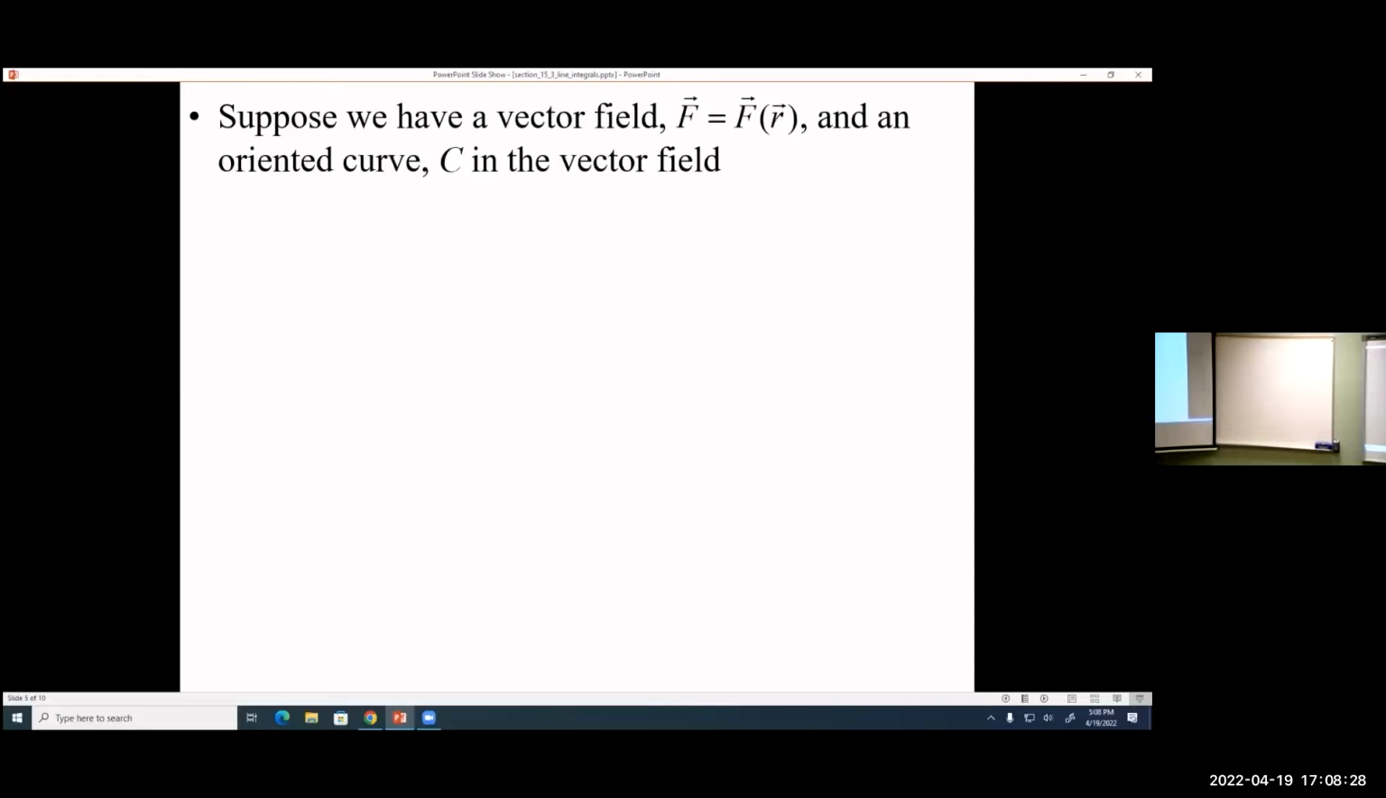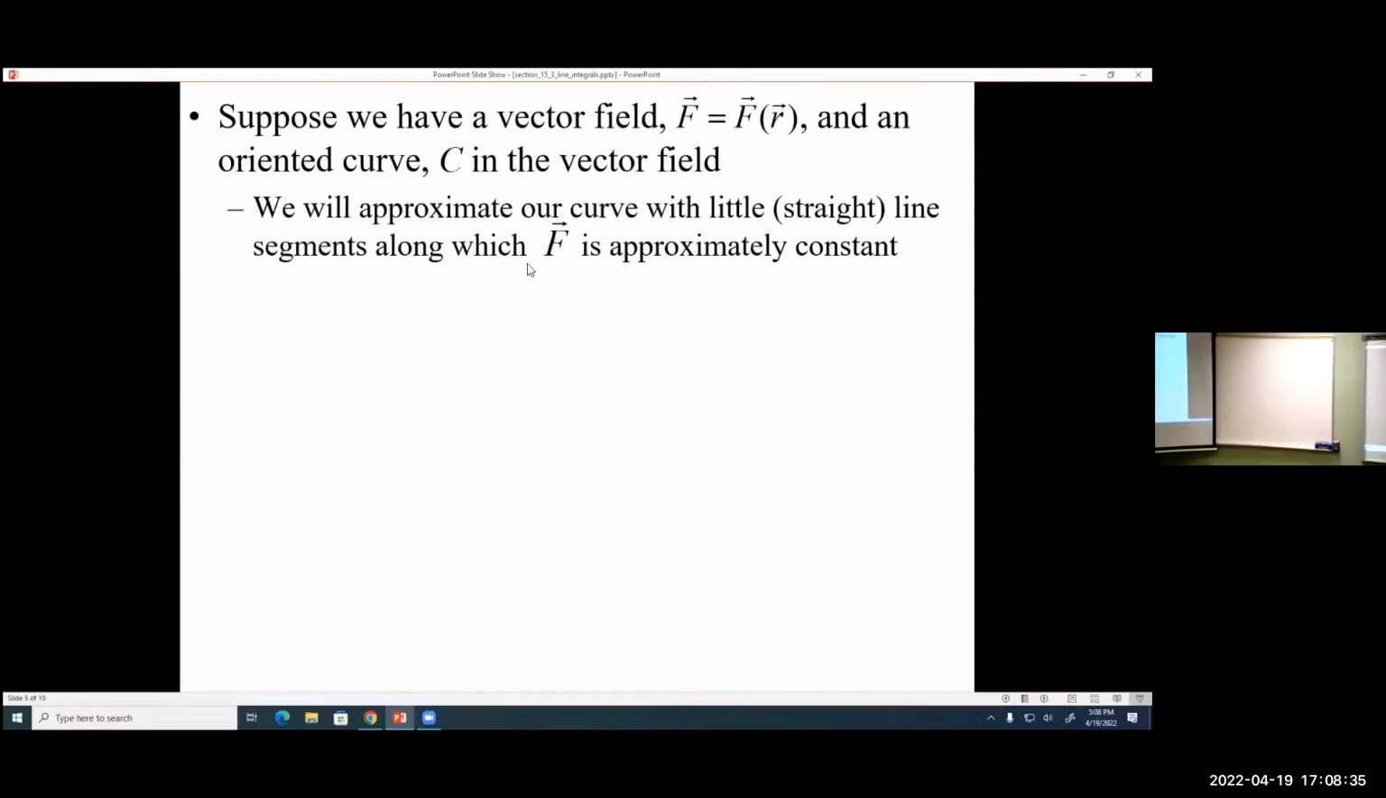Okay, so here's what makes up a line integral. We have a vector field and some oriented curve going through the vector field. What we do is we approximate our curve with a bunch of little straight line segments along which f is approximately constant. This is the same idea as a Riemann sum. We break it up so it's small enough so we can assume the vector field is constant. And then we want to know to what extent does the vector field go with our direction of motion, or our path.